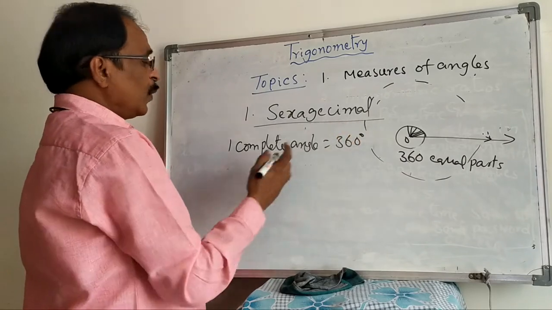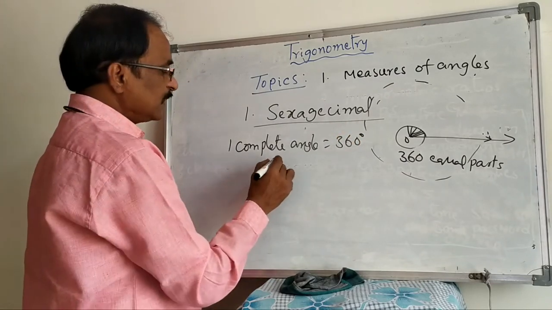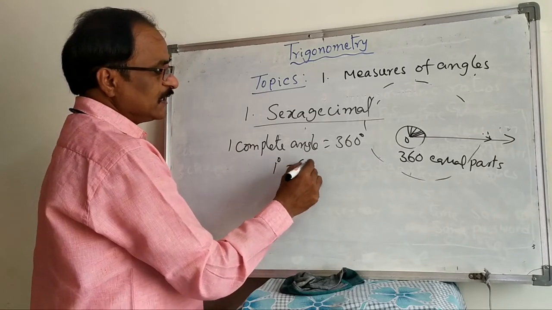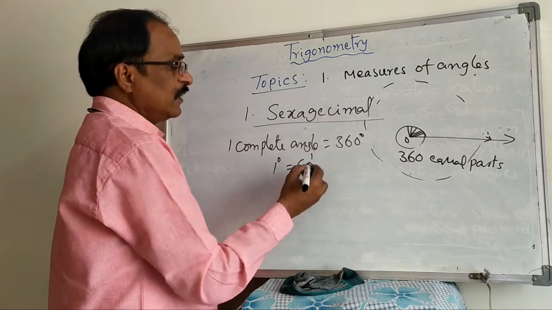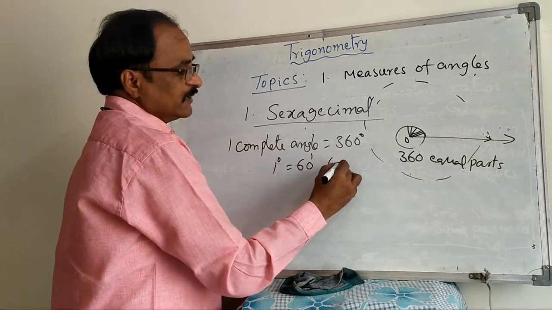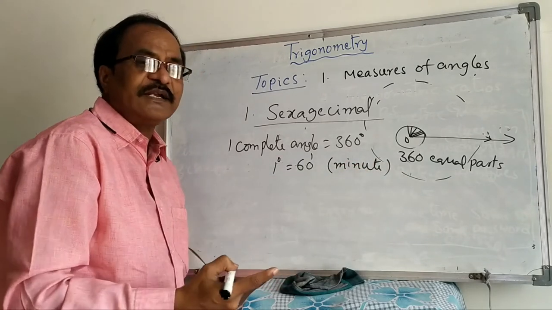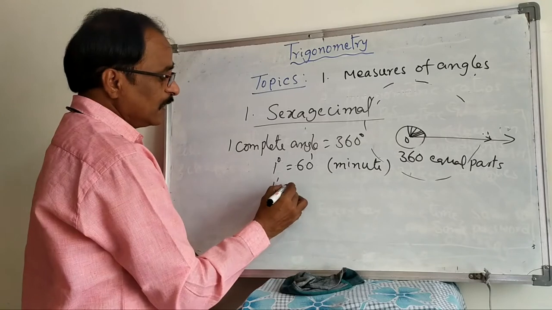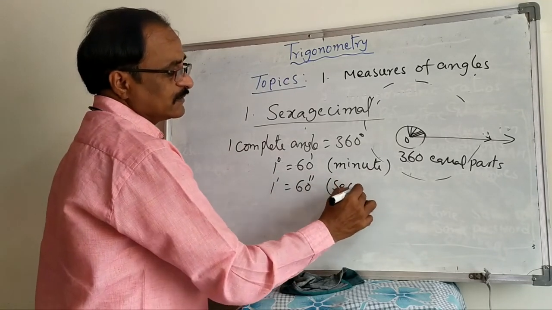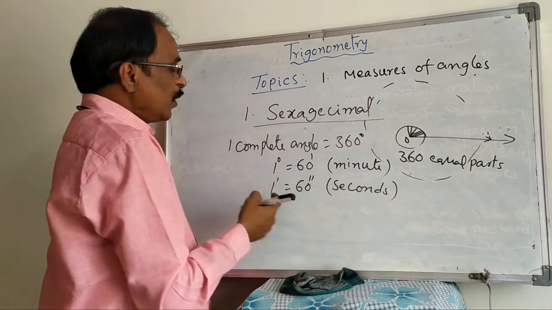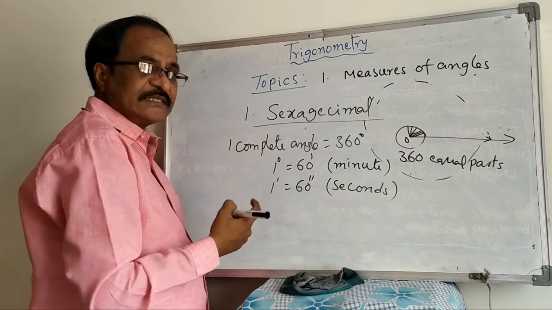Further, 1 degree is divided into 60 equal parts. Each part is called 1 minute, denoted by this symbol. And 1 minute is again divided into 60 equal parts, denoted by two lines. This is called a second. So 1 degree is equal to 60 minutes, and 1 minute is equal to 60 seconds.